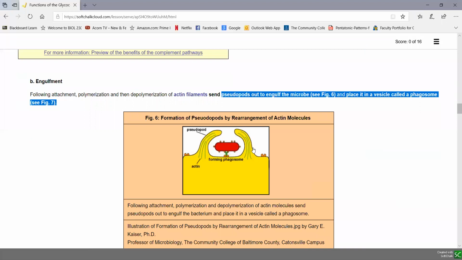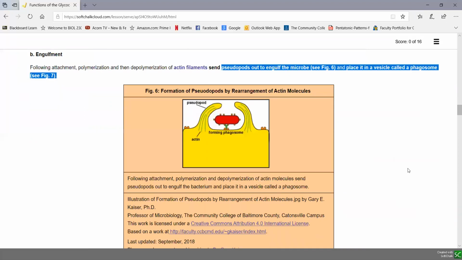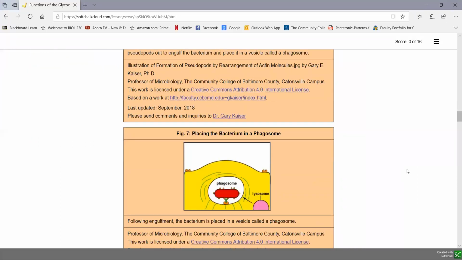And we see this occurring in the illustration here in figure 7. Once that pinches off and is pulled in, then we see that the organism in figure 7 here is placed inside a phagosome. So that's the engulfment, pulling the organism in and placing it in a membrane-bound sac called a phagosome.